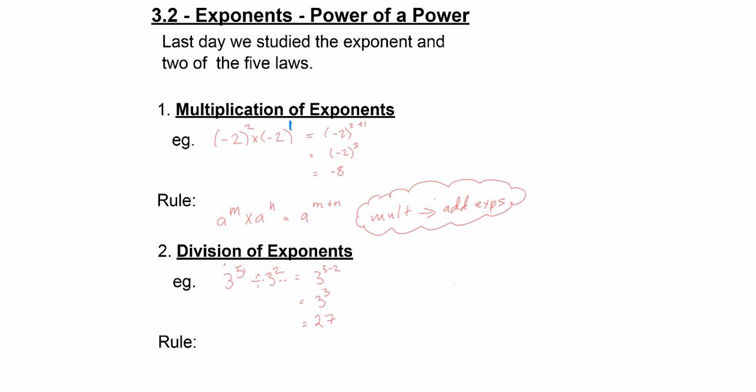The basic rule for division of exponents is a to the m divided by a to the n is equal to a to the m minus n. Essentially, when we divide exponents, this means that we must subtract the exponents.